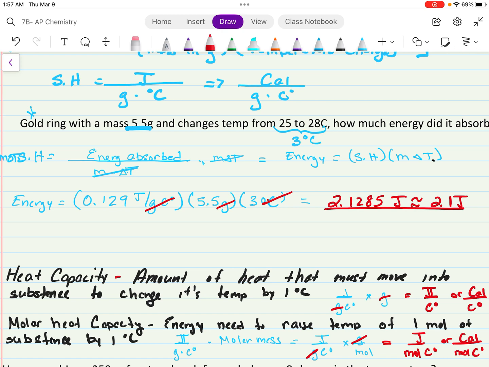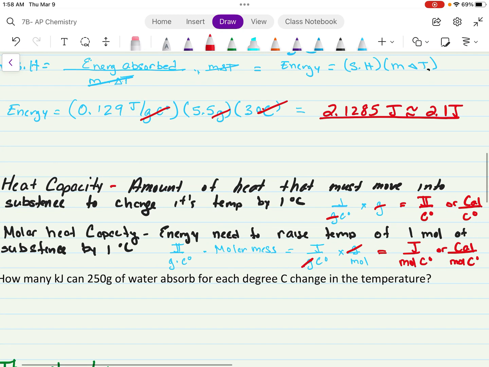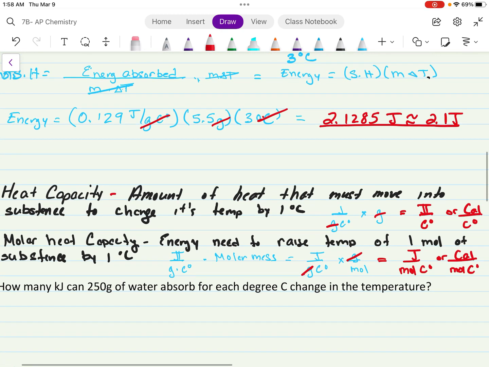The heat capacity and the molar heat capacity of different substances will be determined specifically by either their mass or their molar mass if you're working with a compound. So let's take a look at a sample question here. The question says, how many kilojoules can 250 grams of water absorb for each degree Celsius change in temperature? So basically what they're looking for in this case is just the heat capacity of water.